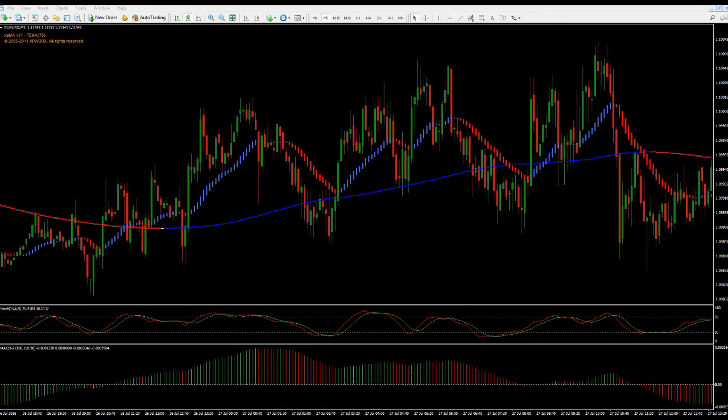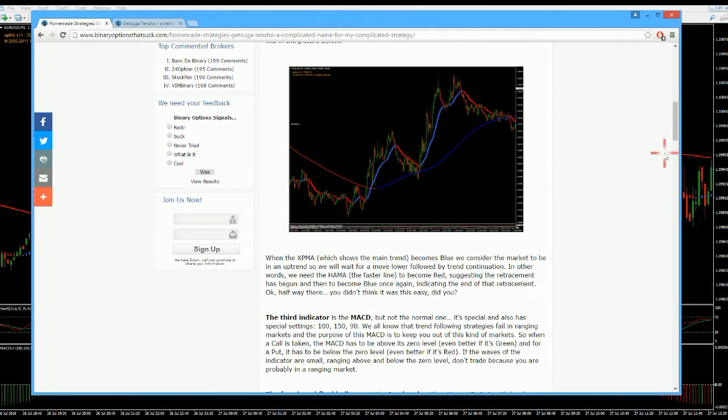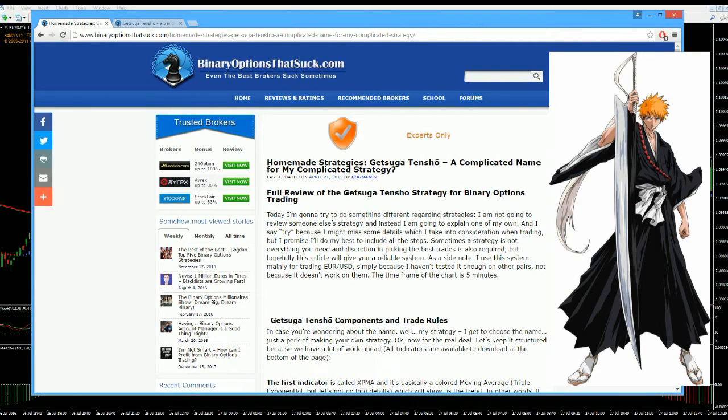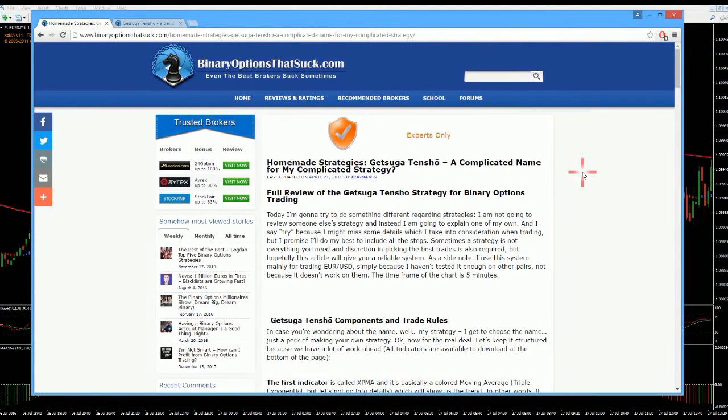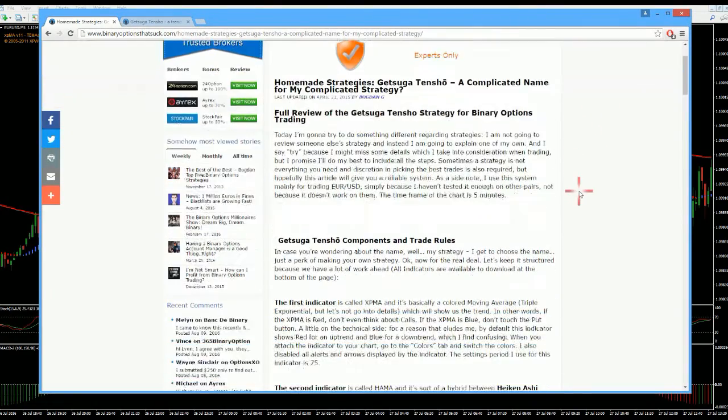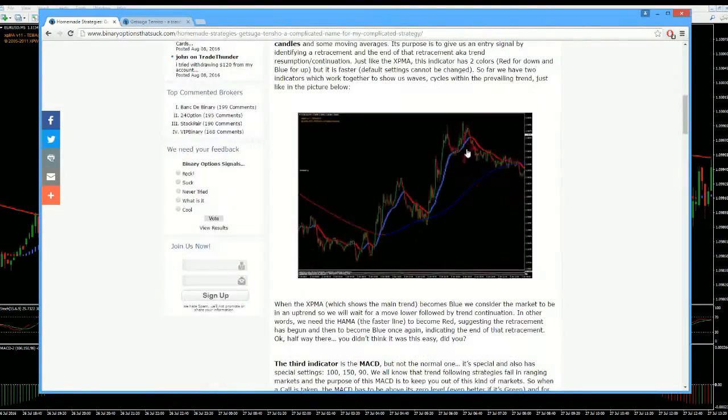This is very popular on binaryoptions.sock.com. It's called Getsuga Tensho, which is a Japanese expression for piercer of the sky or sky piercer. It comes from an anime series. If you don't know Bleach, which is the series which this expression comes from, it's still okay. You can still use it, even though you don't like bloody sword fights. So no problem. This strategy uses 4 indicators.